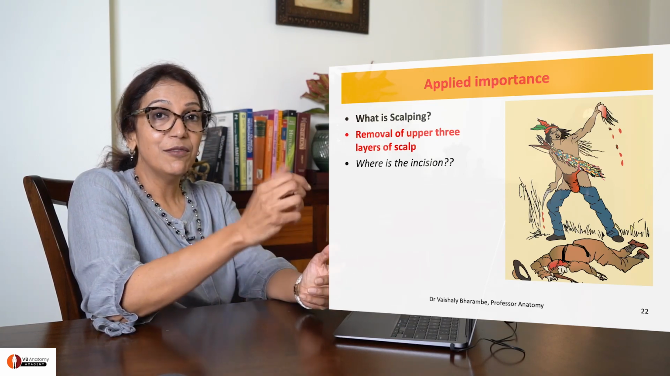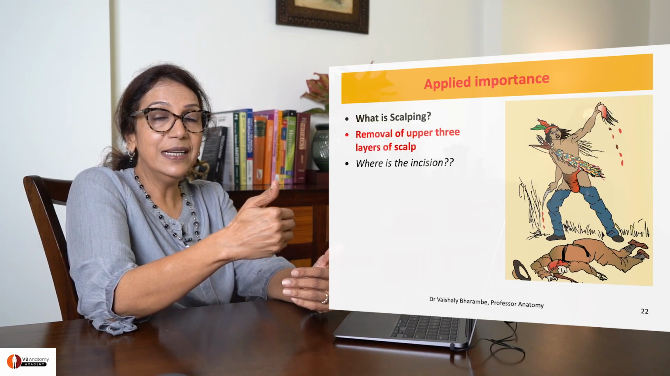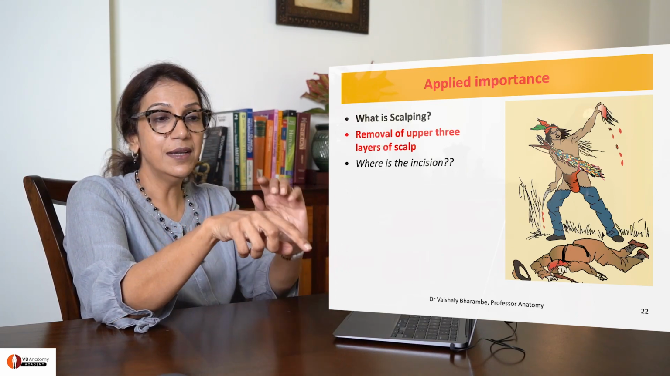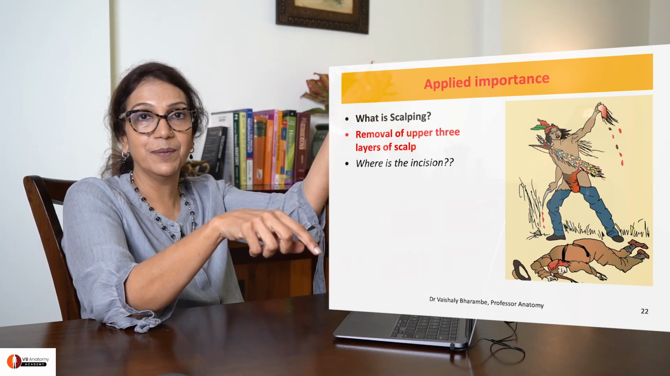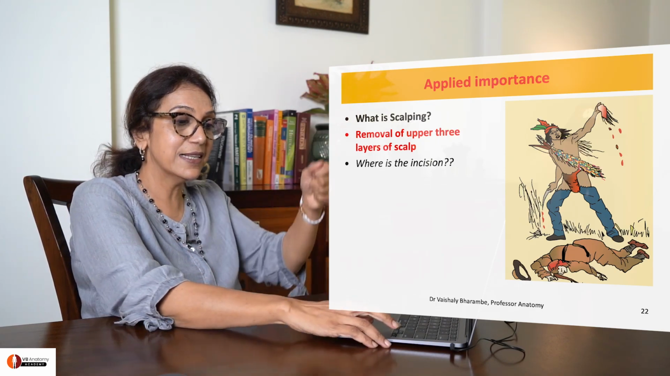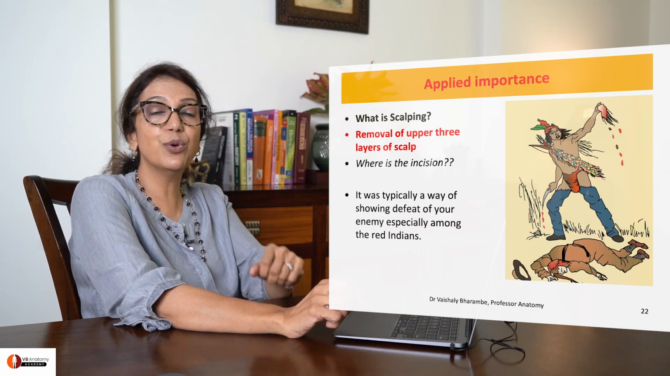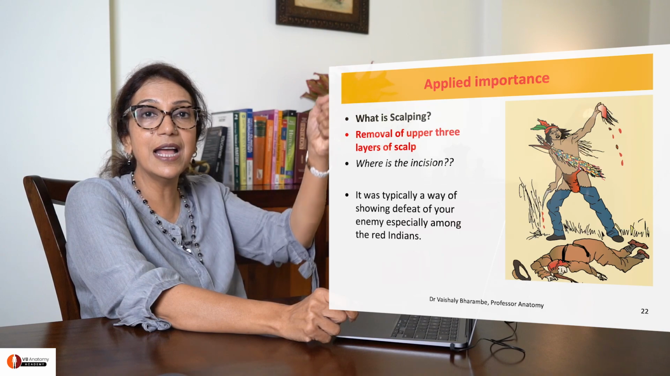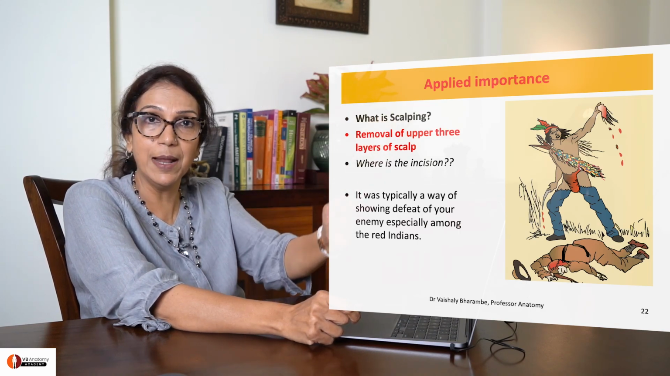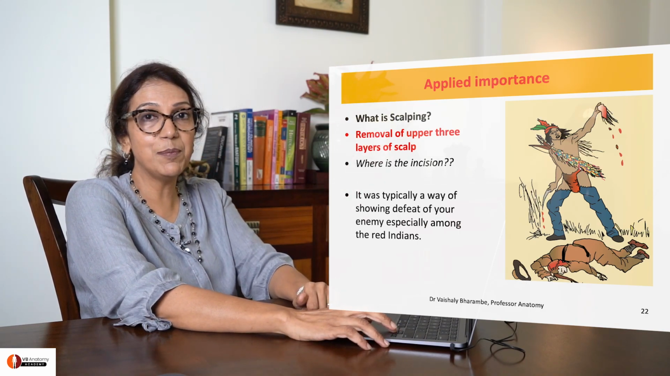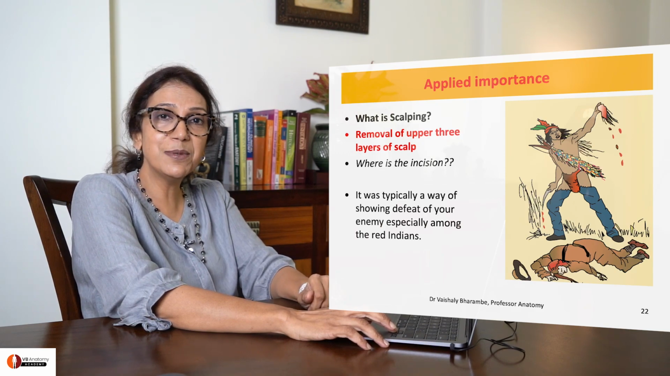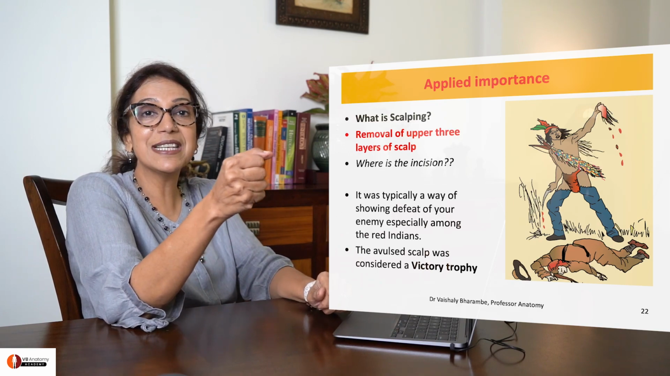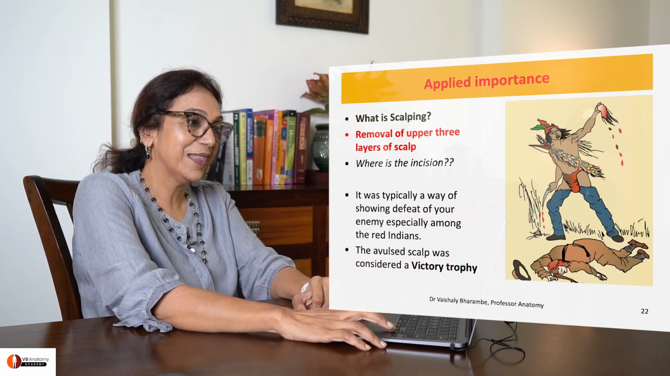Anatomically, you should know that the cut is made in the loose subaponeurotic tissue layer and the top three layers are removed. And this is acting as a trophy. This red Indian is going to go and show it to the leader of his pack and tell him, see, this is the guy I have killed and I've got you his scalp. This is called scalping injury. Anatomy sometimes is terribly interesting, isn't it? So now this scalp acts as a victory trophy.